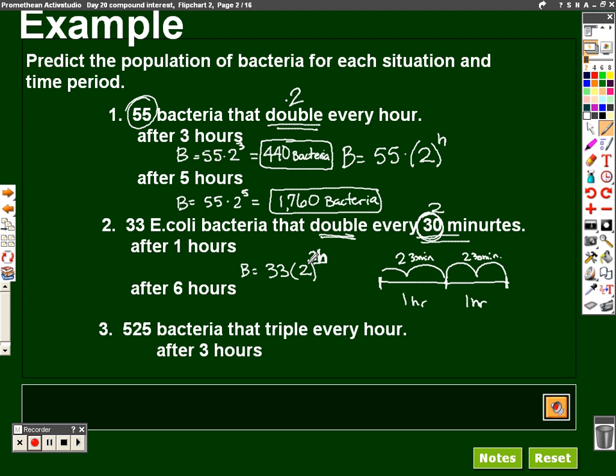So you could then figure out after 1 hour, it will have doubled twice. After 6 hours, I want you to figure out after 1 hour and after 6 hours. All right, go ahead and hit pause right now, and then I want you to actually try this one. Figure out the answer here and here. Okay, I'm going to flip to the next page, which is a little different, but it's the exact same problems. All right, hit pause now.